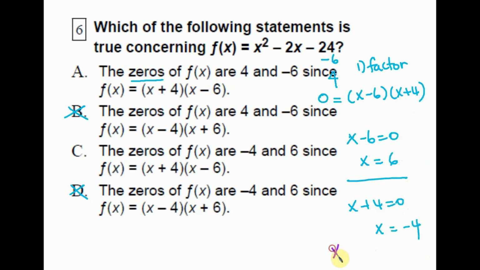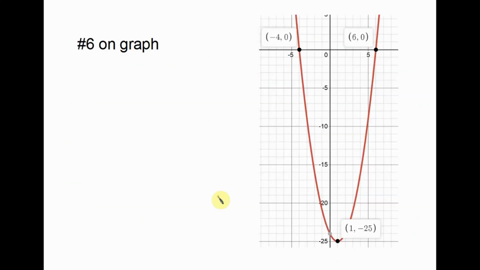So the answers that we found in the past lessons, these are also what we call zeros. And in this case, it looks like C will be my final answer. And this is what it looks like on the graph. So when you're graphing f of x is equal to x squared minus 2x minus 24, this is the graph that you get.